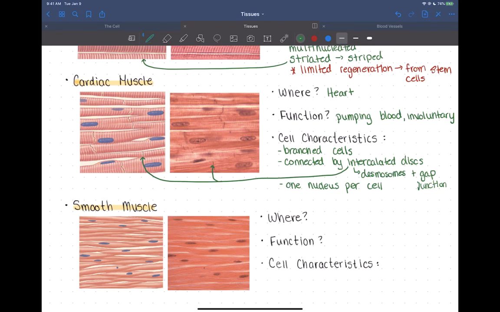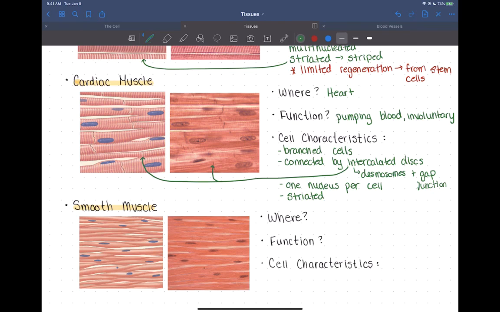And they are also striated, similar to our skeletal muscle. That striation is just coming from the arrangement of the proteins inside of the cell that cause that muscle to contract. So they're arranged in a way that makes them look striped. And the same thing is true for the skeletal muscle.